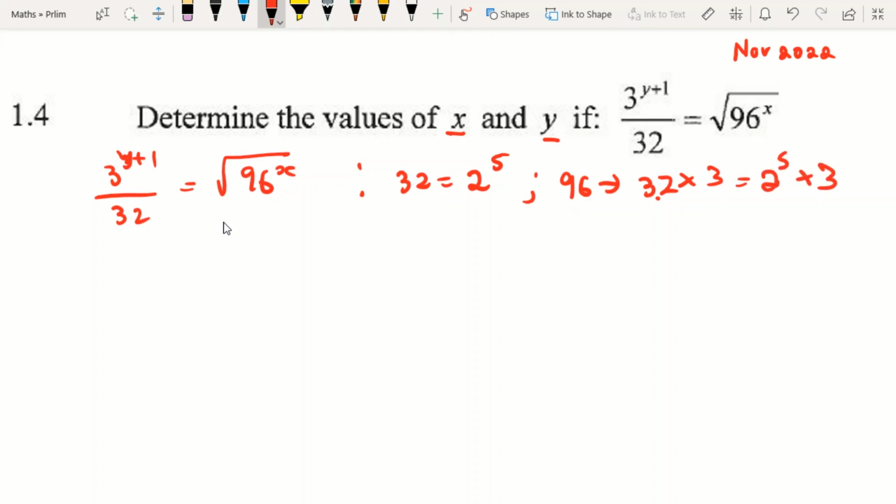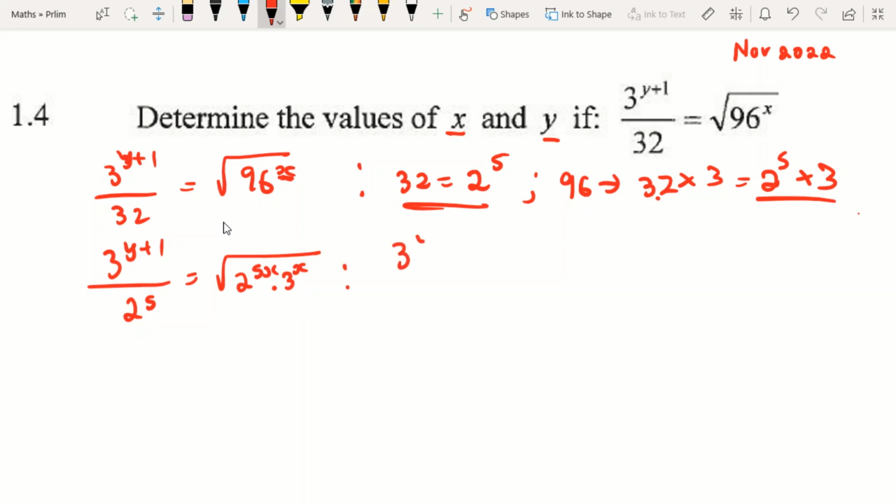So let's first substitute these. So it's going to be 3 to the power of y plus 1 all over 2 to the power of 5 is equal to the root of 2 to the power of 5 multiplied by 3. Obviously it's to the power of x, meaning that it's going to be x here and x there. And what you're going to do is get rid of the square root, but before we do that, actually let's do that first. So we're going to have 3 to the power of y plus 1 all over 2 to the power of 5 is equal to 2 to the power of 5x over 2 multiplied by 3 to the power of x over 2.